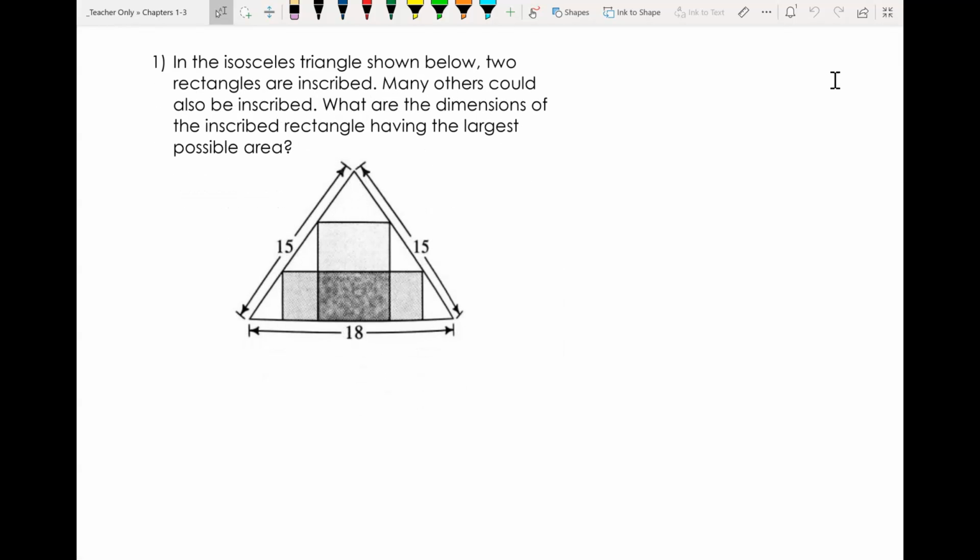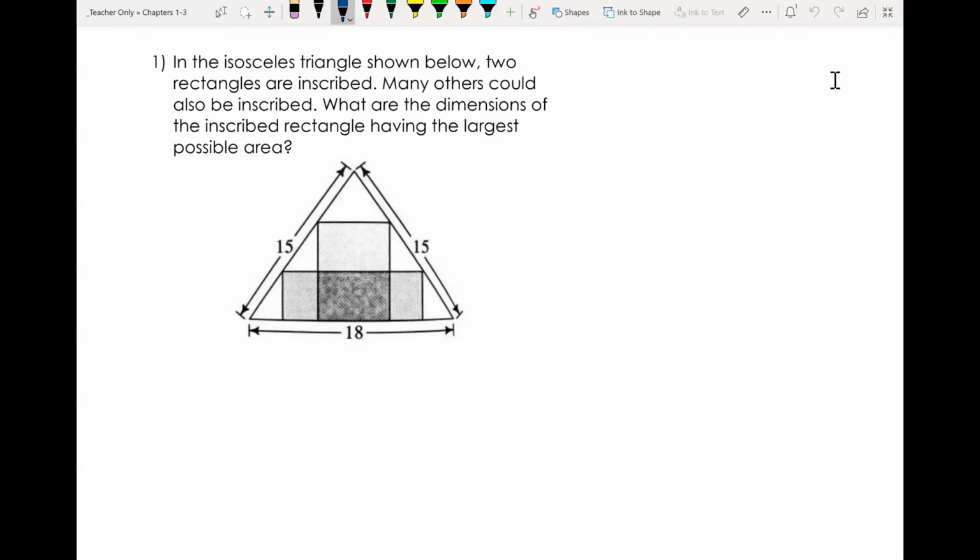The first one of these is probably the most challenging one. Part of that is the statement of the problem. It says there's an isosceles triangle where two rectangles are inscribed. It says many others could also be inscribed. What are the dimensions of the inscribed rectangle having the largest possible area?